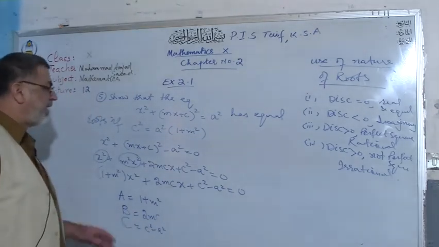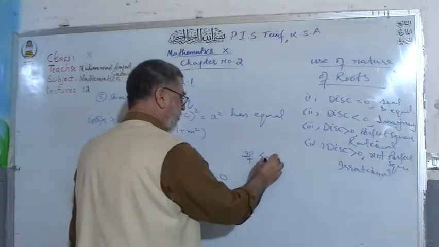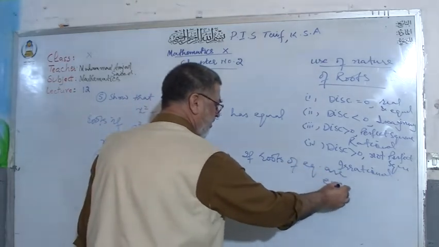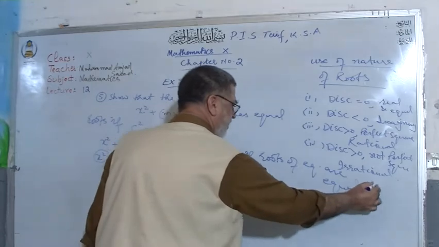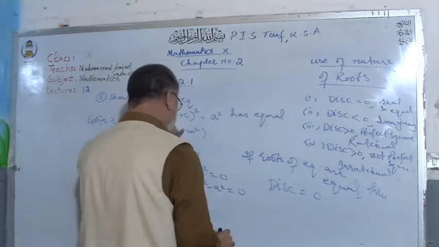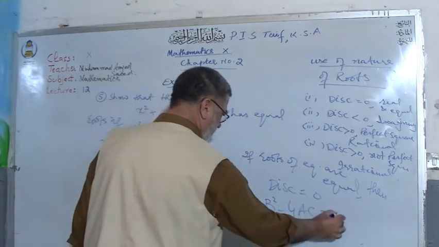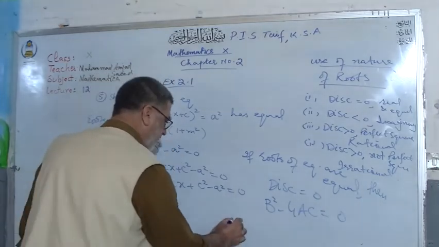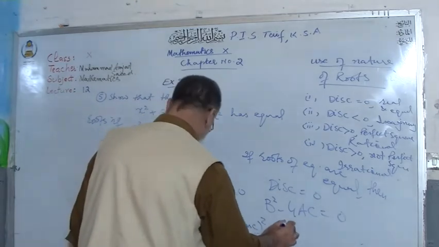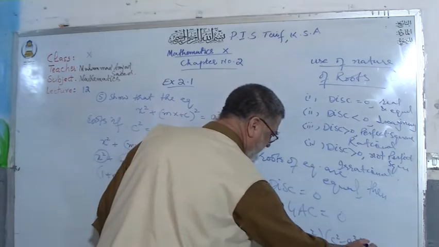Now we will apply the condition. If roots of the equation are equal, then discriminant is equal to 0. That is b square minus 4ac is equal to 0. B is 2mc whole square minus 4 into 1 plus m square. C is c square minus a square is equal to 0.